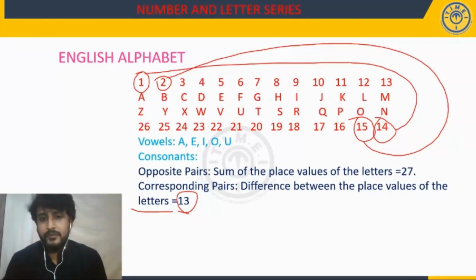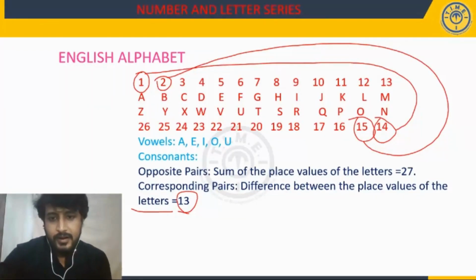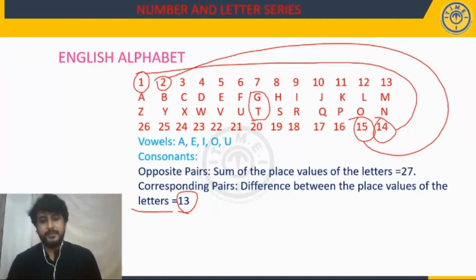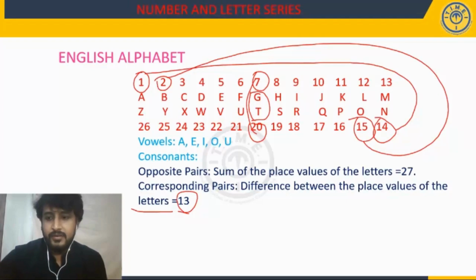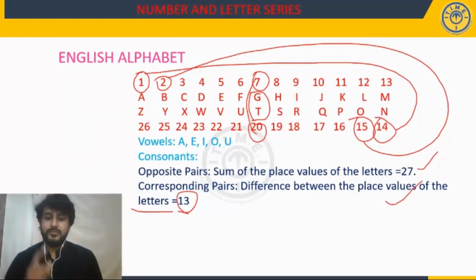But there is one particular pair which we need to identify, or remember: GT. GT is the only pair which is opposite as well as corresponding, because G's place value is 7 and T's place value is 20, sum 27, so it is an opposite pair. Now the difference of 7 and 20 is 13, so it is a corresponding pair also. So GT is the only pair which is corresponding as well as opposite. Please take a note of that.